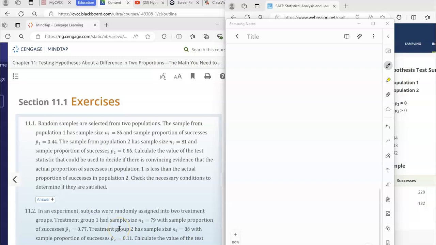So let's look at one from the textbook. Random samples are selected from two populations. The sample from population 1 has a sample size of n1 equals 85, and the proportion of success is 0.44. Sample from population 2 has a size of 81, and the sample proportion of successes there is 0.95. Calculate the value of the test statistic that could be used to decide if there's convincing evidence that the actual proportion of successes in P1 is less than the actual proportion of successes in P2.